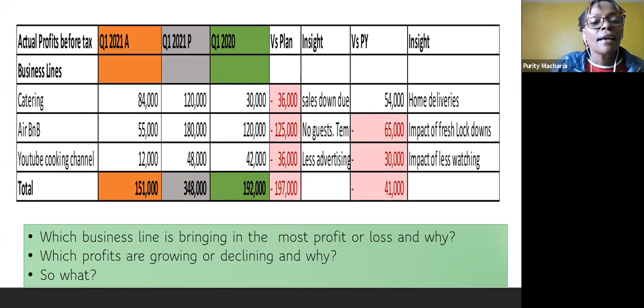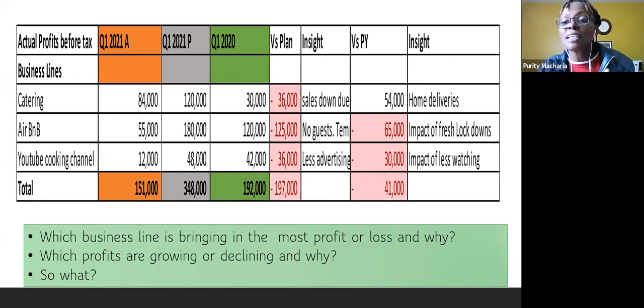So you come and say, okay, I can see a lot of my profit is coming from my catering business. But was that the case last year? No, last year most of my profit was coming from my Airbnb business. What is happening? The insights you got from sales and the insights you got from costs will inform you what is actually happening with your profit. And then what strategy should you take?